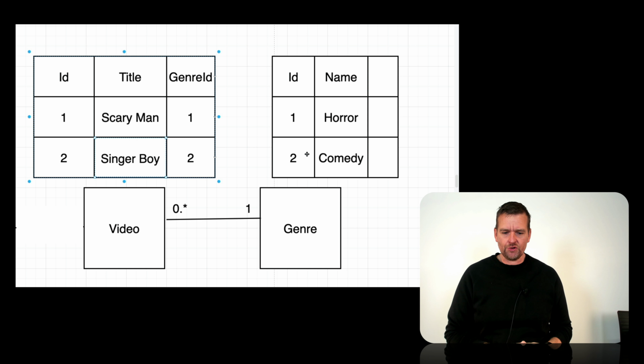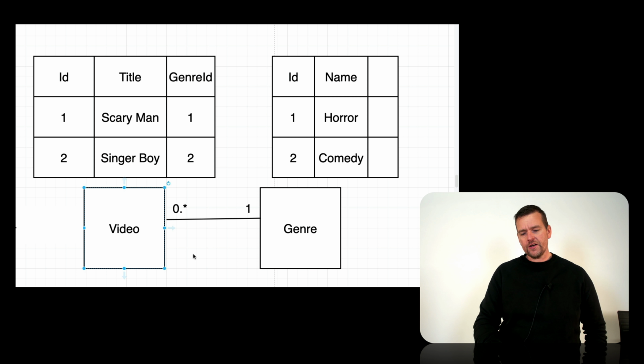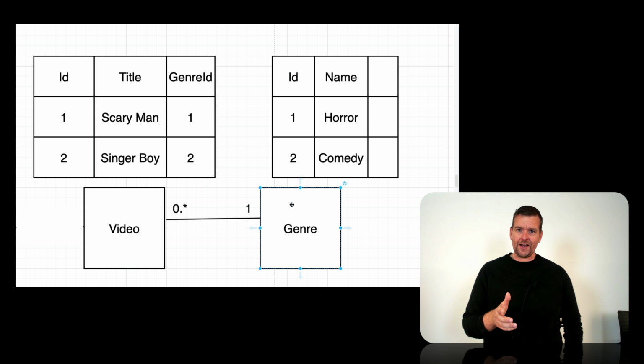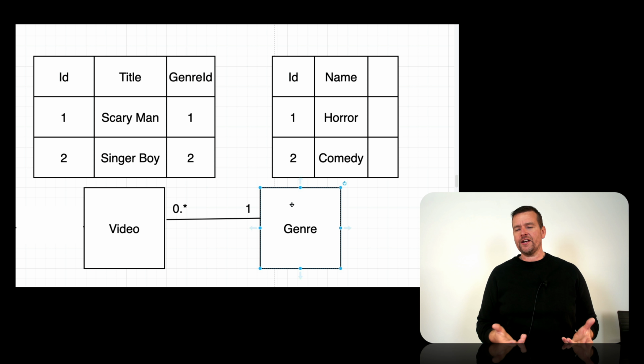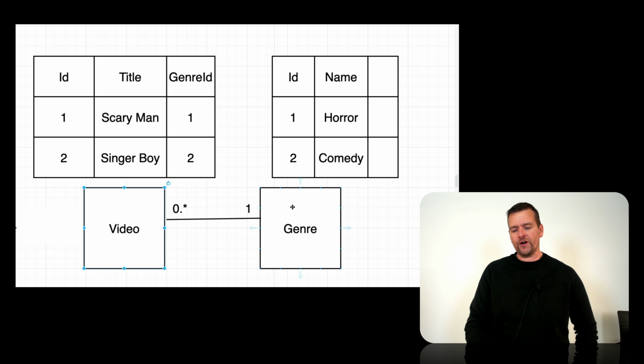But what are we actually trying to achieve? That's the first thing we need to figure out, right? In my case, I have a video, and a video should have a single genre right now. I might add multiple genres later, but for now, let's just keep it a single genre. So a video will have one genre, and a genre can be inside multiple videos.